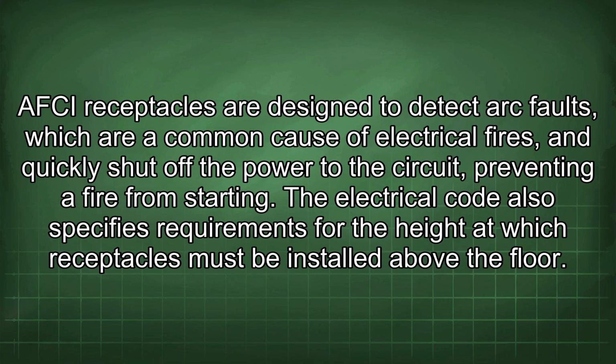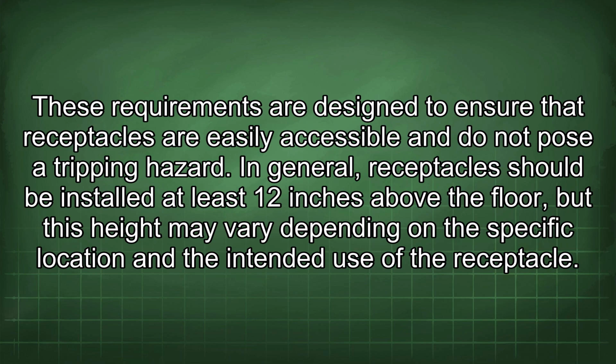The electrical code also specifies requirements for the height at which receptacles must be installed above the floor. These requirements are designed to ensure that receptacles are easily accessible and do not pose a tripping hazard. In general, receptacles should be installed at least 12 inches above the floor, but this height may vary depending on the specific location and the intended use of the receptacle.